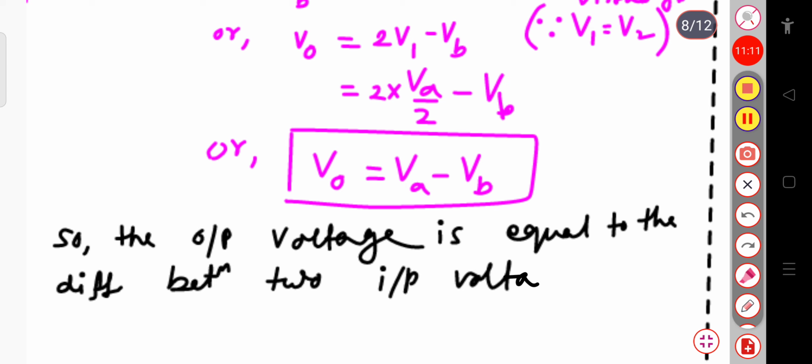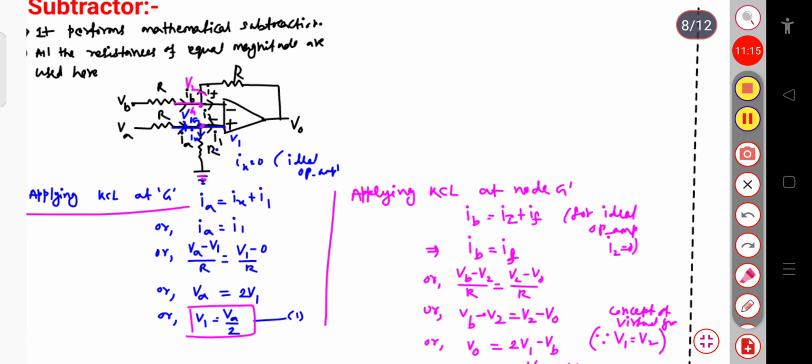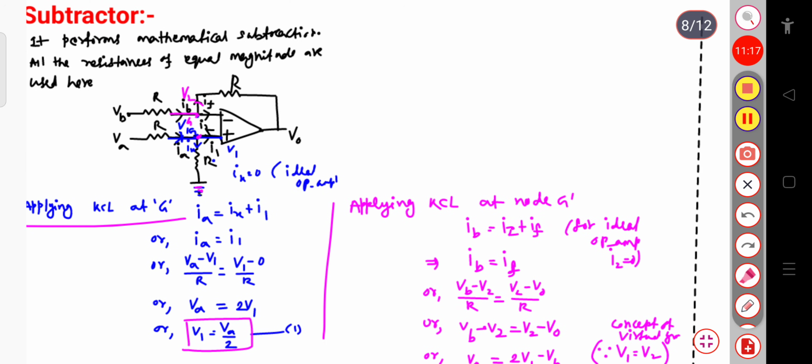Now let me show you the diagram again. In this figure you can see the voltages VA and VB being applied across the non-inverting and the inverting terminal respectively. So finally you will get VO equal to VA minus VB. That's why it is called the subtractor op-amp.